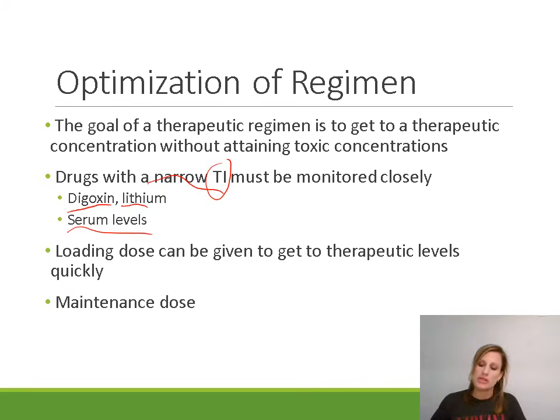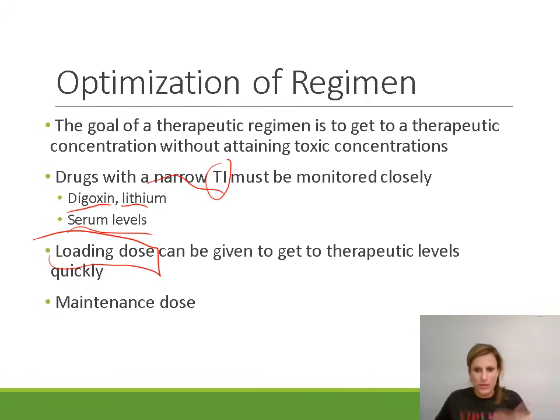Now, in certain situations, we want to get to the therapeutic level quickly, right? We want to get to that steady state concentration, which is where we want the drug to be, quickly. And I told you guys that increasing the frequency of the dose doesn't do that. Increasing the infusion rate isn't going to get to that steady state concentration quickly for us. So what we can do to get to a steady state concentration quickly is to give something called a loading dose, right? A loading dose.